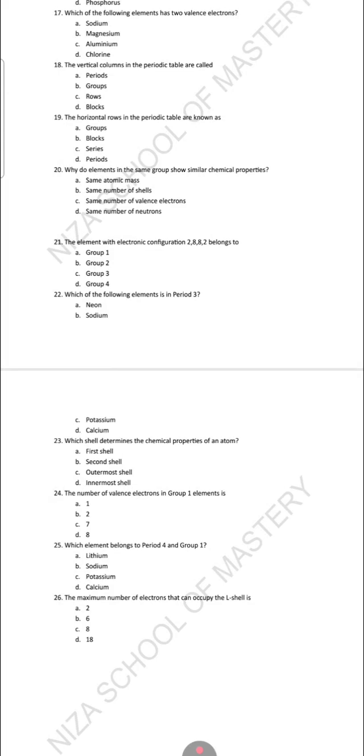Number 25, which element belongs to period 4 and group 1? That's potassium, we've done it earlier. Period 4 and group 1: 2881, 4 shells and 1 valence electron. Number 26, the maximum number of electrons that can occupy the L shell. What's the L shell? That's the second shell. The first shell is K, L is the second shell. So the second shell can occupy 8 electrons. Is that okay? All right.